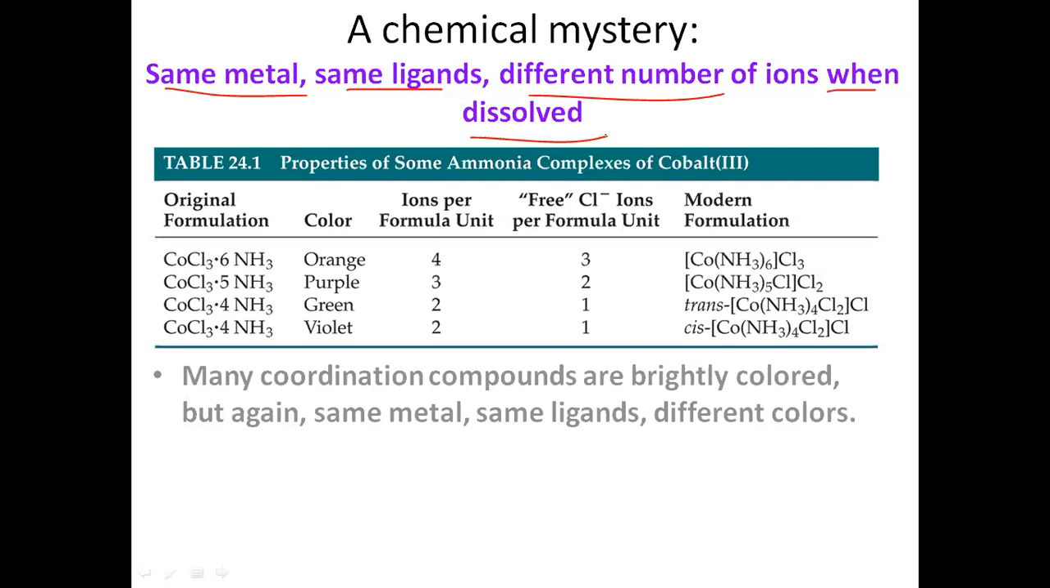Okay, so we can see here, this is the cobalt complex, CoCl3 and 6 amine. The color of this complex is orange. The ions per formula unit is 4, and the free chloride ions are 3. So this is the example for the Werner theory.